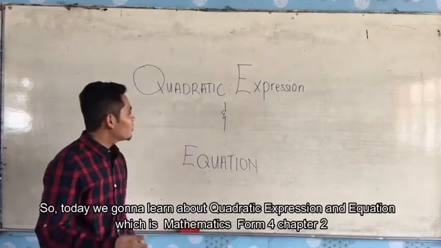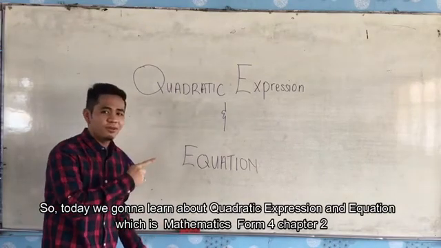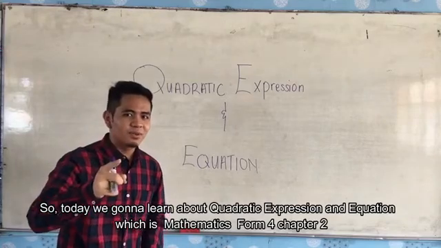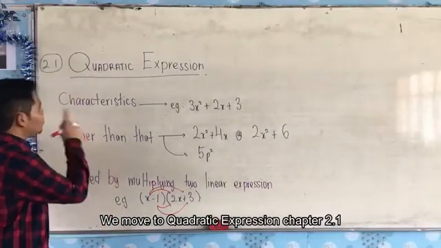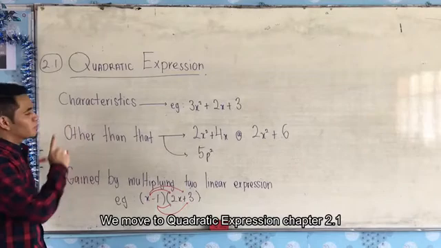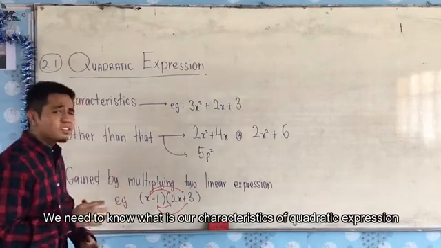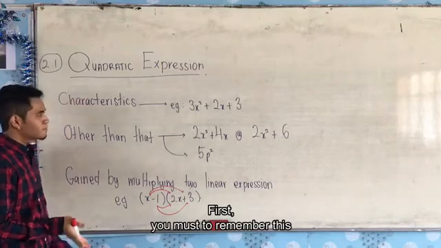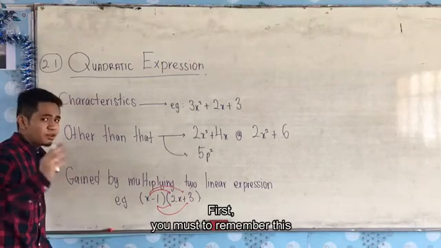So today we're going to learn about quadratic expression and equation, which is Mathematics Form 4, Chapter 2. We move to quadratic expression, 2.1. We need to know what the characteristics of a quadratic expression are. First, you must remember this.